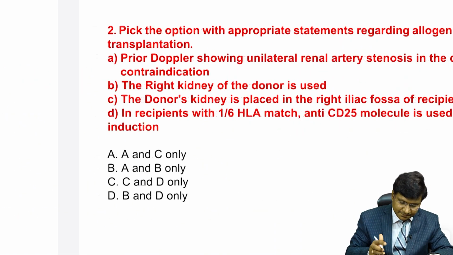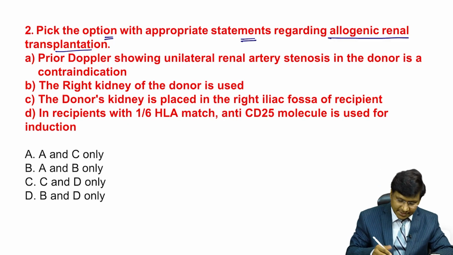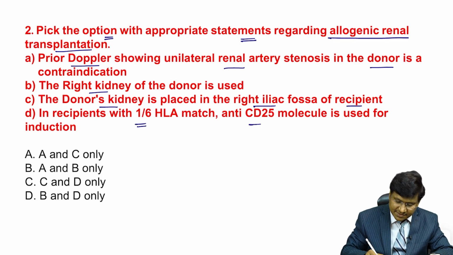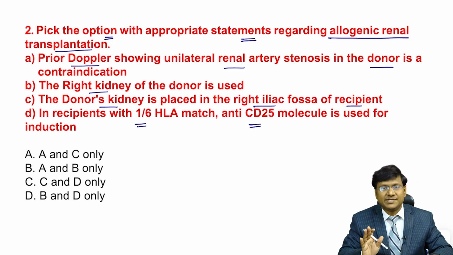Then the next question: pick the option with appropriate statements regarding allogenic renal transplantation. The options are: prior Doppler showing unilateral renal artery stenosis in the donor is a contraindication; the right kidney of the donor is used; the donor's kidney is placed in the right iliac fossa of the recipient; in a recipient with 1/6 HLA match, anti-CD25 molecule is used for induction. So which points are correct statements here?